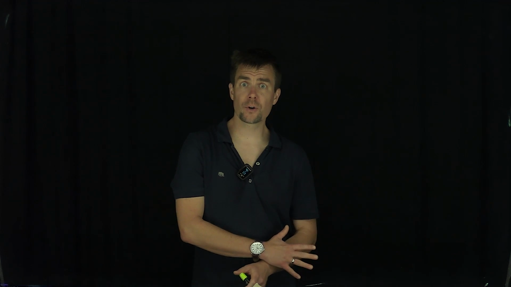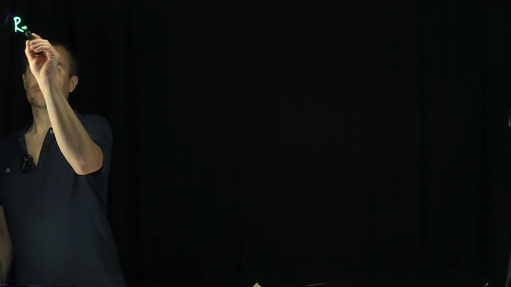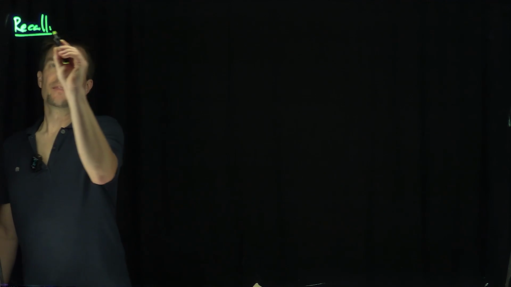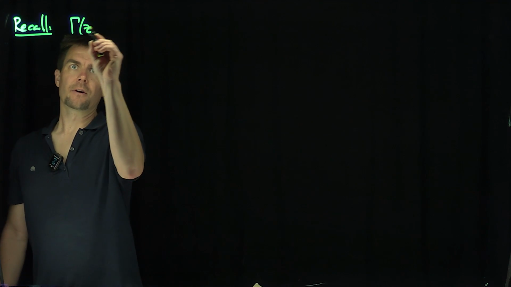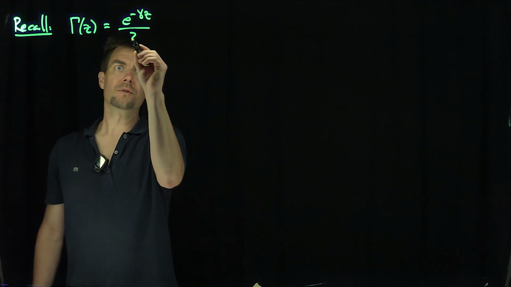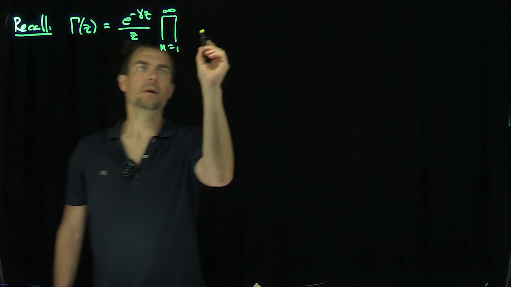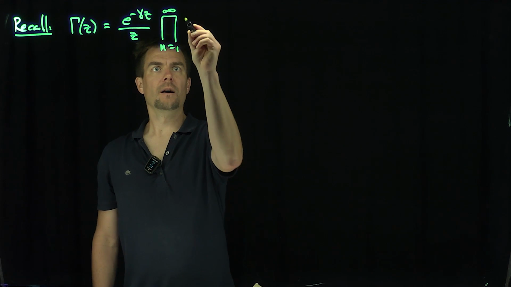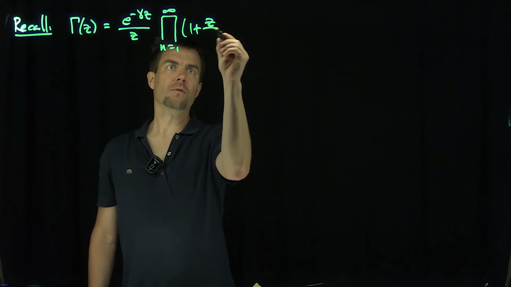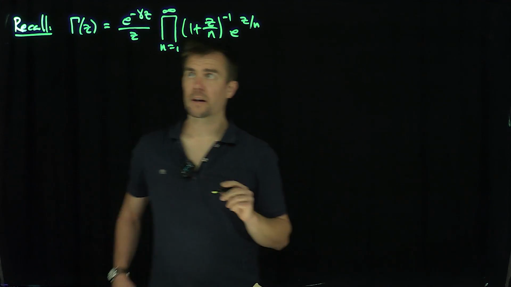Hello students, in this video we'll discuss some elementary properties of the gamma function via its product formulation. So let's recall, we just proved that the gamma function, as we're defining it with a product, is e to the negative gamma z over z times the product, n goes from 1 to infinity, of (1 plus z over n) to the negative 1, e to the z over n, like this, right?